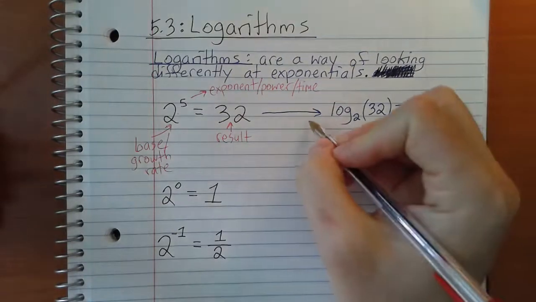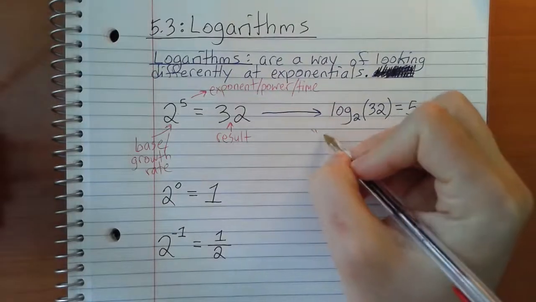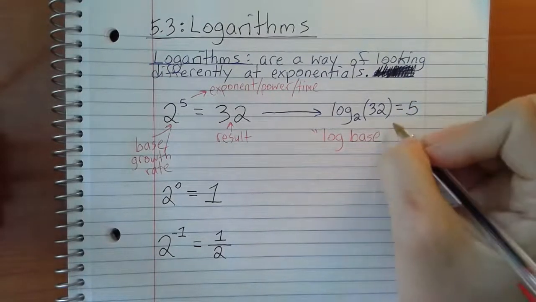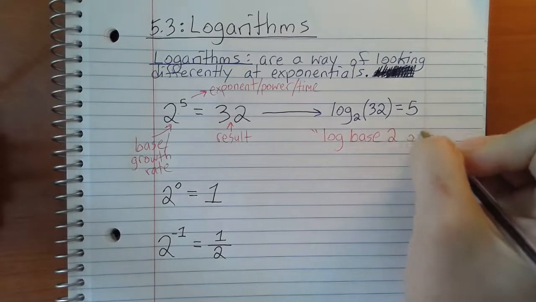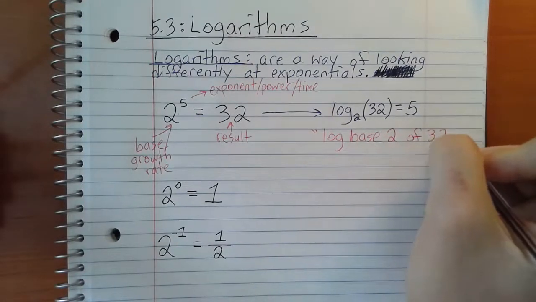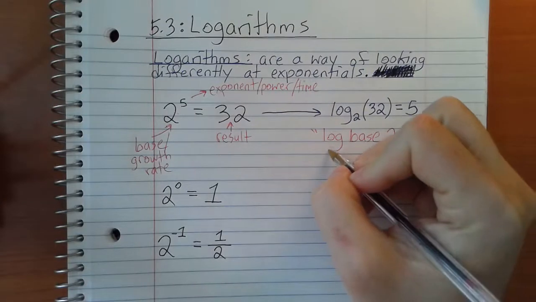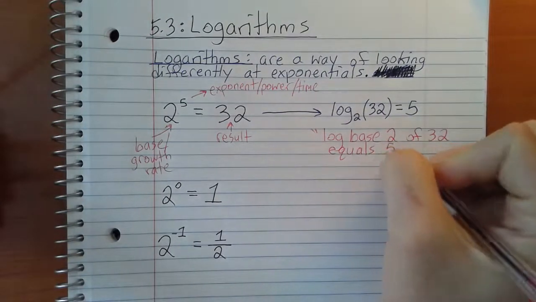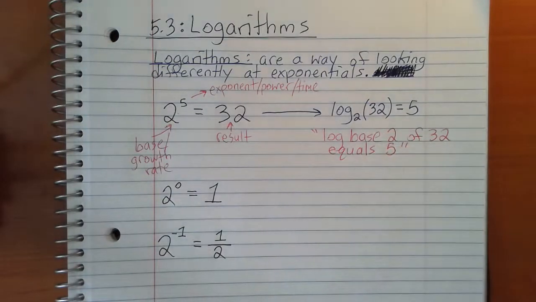And I'm going to write that out right underneath. Log base 2 of 32 equals 5. Always a good idea to know how to read something in math so that you can speak to your classmates, speak to your teacher in an effective way, and have people know what you're talking about.